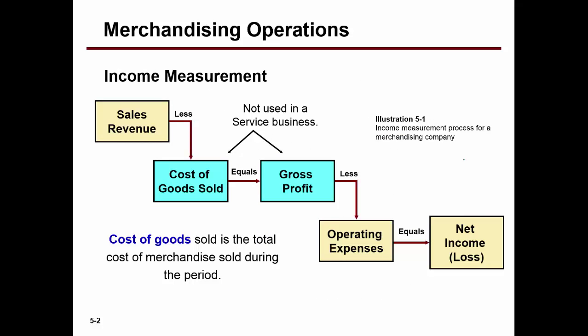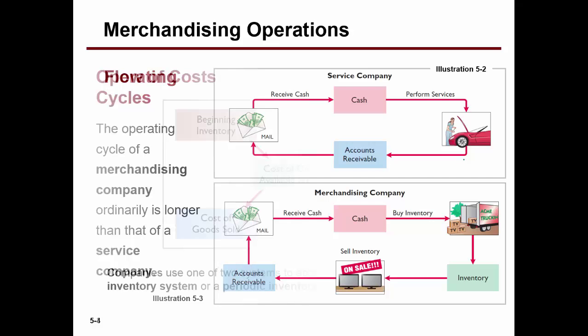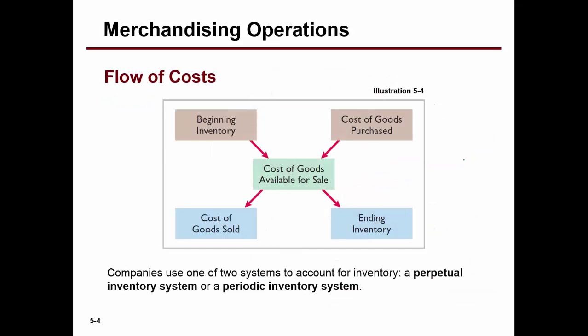Okay, now we have what? We have our sales revenue. Couldn't call it sales, call it revenue, less cost of goods sold equals what? Gross profit. We take off our operating expenses that are normal course of business. What do we end up with? Net income. We just looked at that, right? Okay, good.